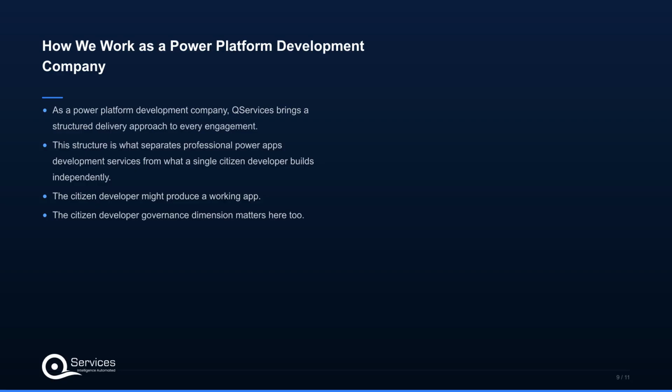Next up, let's talk about how we work as a Power Platform development company. As a Power Platform development company, Q Services brings a structured delivery approach to every engagement. Before any app screen gets built, data model review, Dataverse schema design, environment setup, DLP configuration, and solution-based deployment are established from day one. Our Power Platform practice covers Canvas apps, model-driven apps, Power Pages development for external-facing portals, and Power Automate automation across the full Microsoft 365 stack.